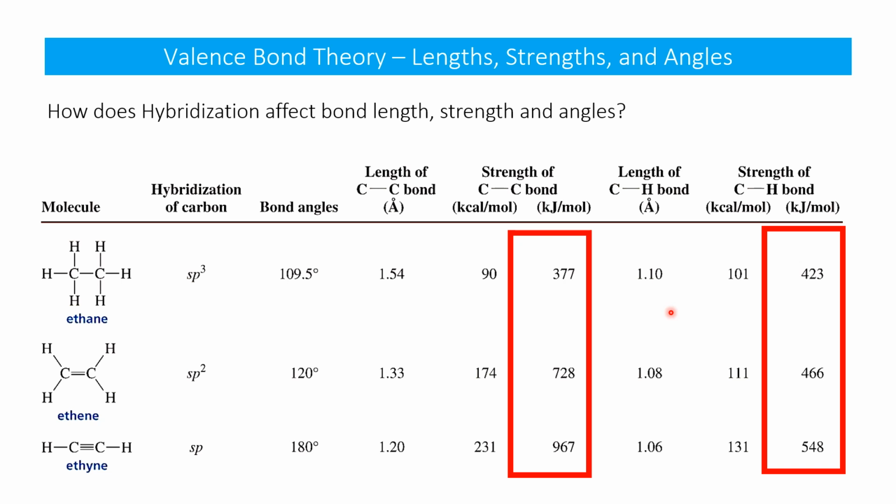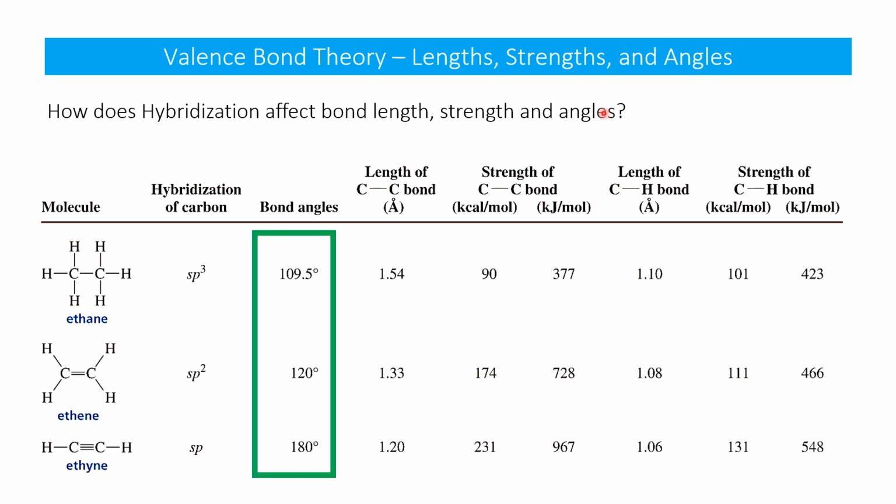With bond strength, we see another characteristic. The more efficient the overlap, or the shorter the bond, then of course, the stronger the bond. And in this case, you can see that here we have bond strength 967 kilojoules per mole for the sp-sp overlap compared to 377 for the sp3-sp3 overlap that we find in ethane.